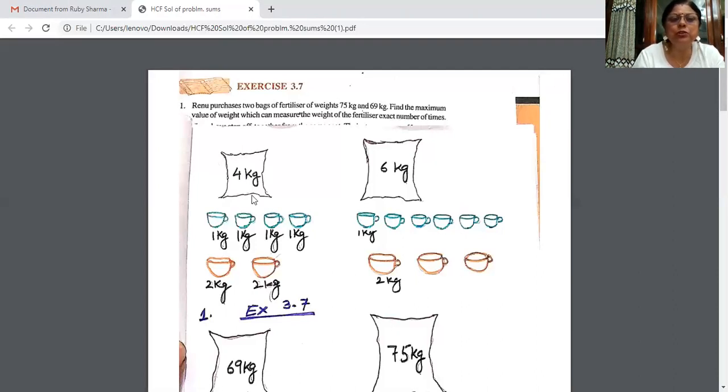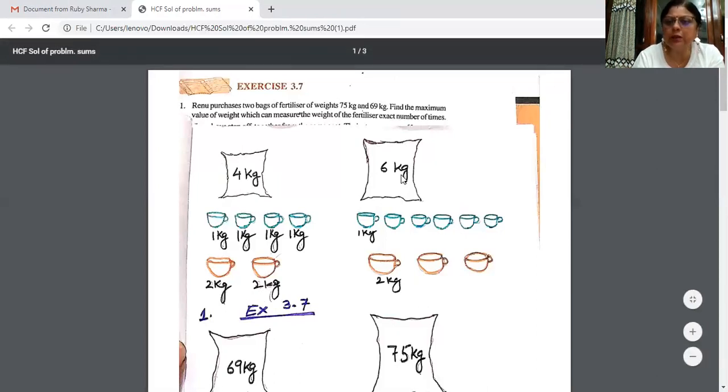If you observe, 1 kg is a factor of this both, 2 kg is also a factor of this both. So they are asking you to find the factor. Now for only 4 kg you find the factors 1, 2 and 4. For 6 kg exact number of times, what will measure? 1 kg, 2 kg, 3 kg, 6 kg. Isn't it? 6 kg will measure once.